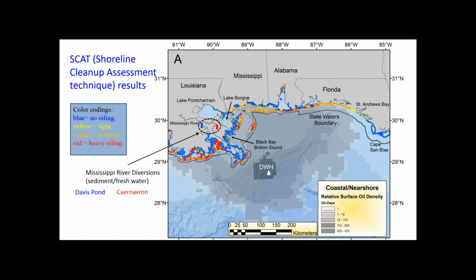And so what you see here are the so-called SCAT technique results. These are shoreline oiling levels from basically no oiling to very high oiling. You can see in the Mississippi marshes, and particularly in Barataria Bay, very high levels of oiling. I want to point out two of the river diversions, one called Davis Pond, which is the blue, and the other one is Carnarvon, which is in the red, just to show you what they look like.